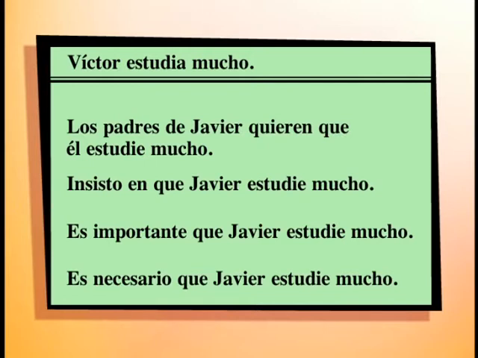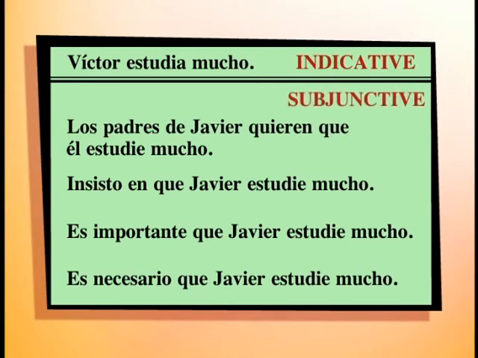Let's look at those sentences again. The first sentence is a simple statement of fact, and it is in the indicative, estudia. In each of the following sentences, a word comes before the subjunctive, que, a relative pronoun. In the second sentence, que él estudie mucho, is a dependent clause. Dependent upon what? Los padres de Javier quieren. In the third sentence, the clause depends upon insisto en. In the fourth sentence, the clause depends upon es importante. And the last sentence, es necesario.